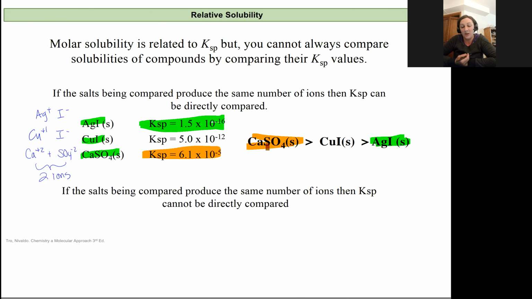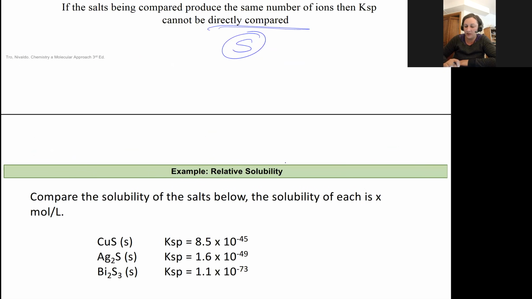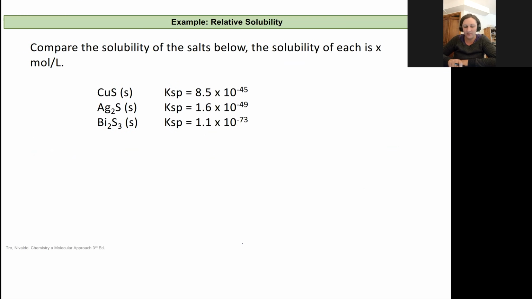But if we do not produce the same number of ions when we want to compare different compounds' solubility, we can't use the solubility product to do a direct comparison. Instead, we're going to need to calculate the molar solubility and compare that. It's easy to get these names confused, so let's walk through an example of this to show you what I mean.